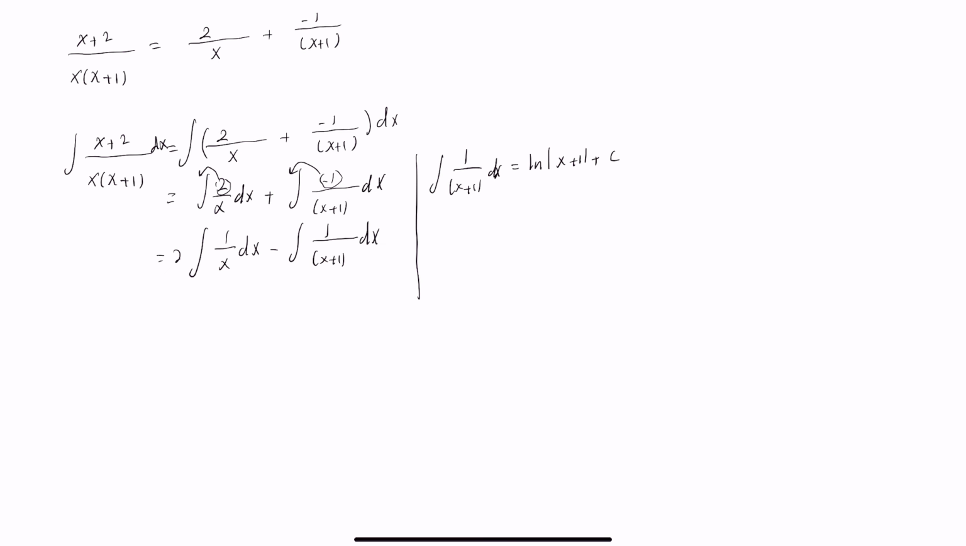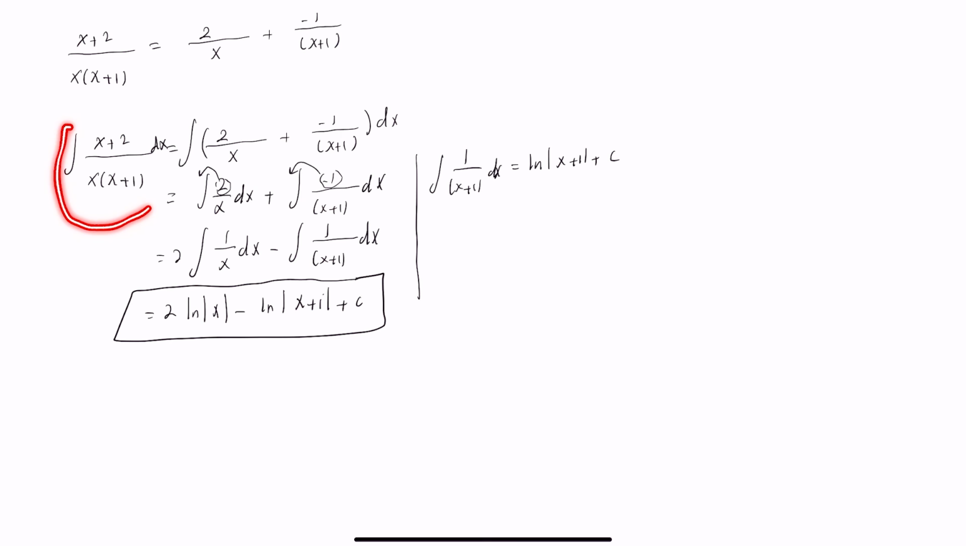So now let's go back to find the antiderivative. It's going to be 2, and then the antiderivative of 1 over x is just the natural log of the absolute value of x. And then a minus sign, and then the antiderivative of this integral is going to be the natural log of the absolute value of (x + 1), plus C. And that should be the antiderivative of the integral. Again, note in here that this integral can be solved using the table of integration.